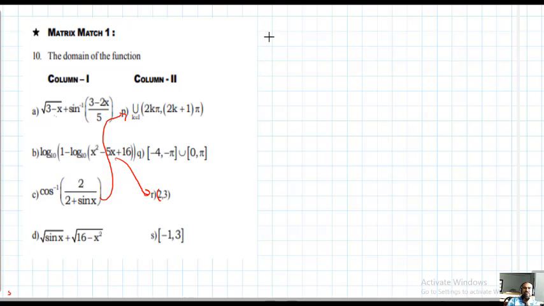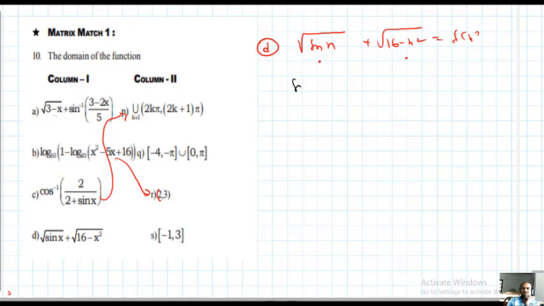Next D, root over sin x plus root over 16 minus x square. So this is f of x. Try to find the domain of this function separately. Find the domain of each part separately. Their intersection gives the total domain.